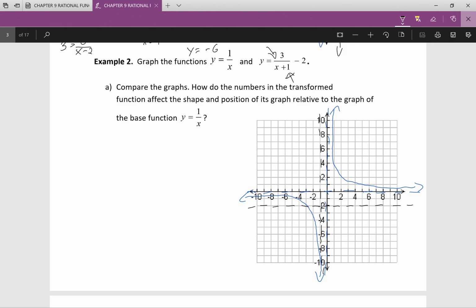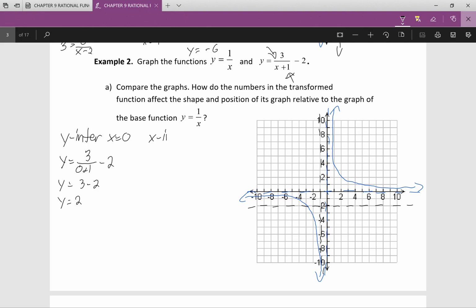Looking for my y-intercept, we remember that x equals 0. So I go y equals 3 over 0 plus 1 minus 2. I go y equals 3 minus 2, or I get y equals 2. So my y-intercept is going to occur at y equals 2.